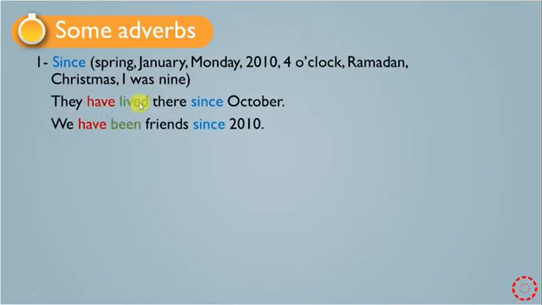Look at these two examples. I have lived there since October. We have October, which is one of the months of the year. We say since. And the second example, we have been friends since 2010.